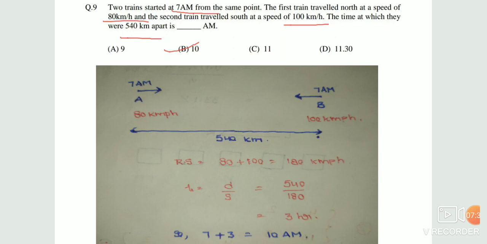It means after 3 hours they are going to be 540 kilometers apart. So we already have 7 am, and adding 3 hours, it is 10 am. The answer is 10 am.